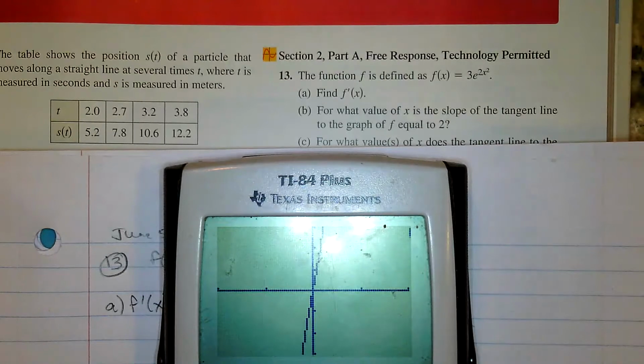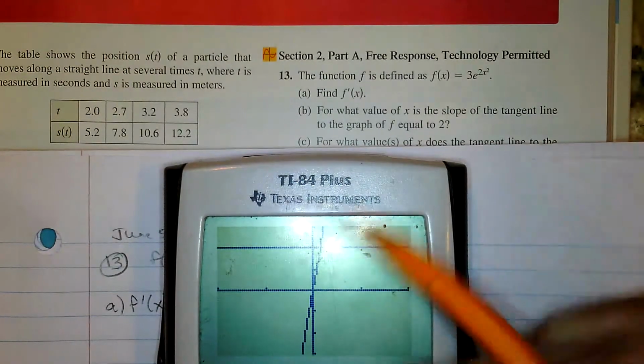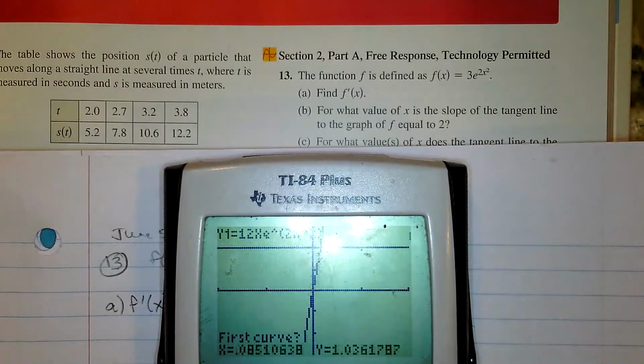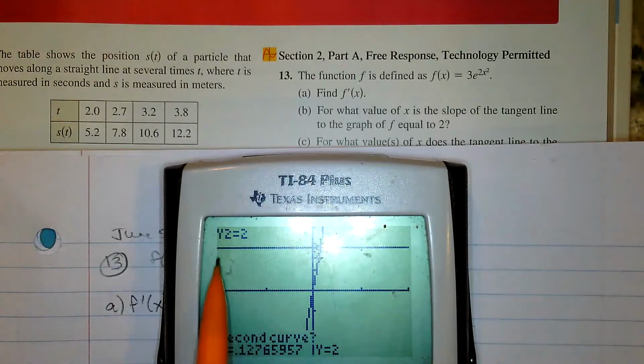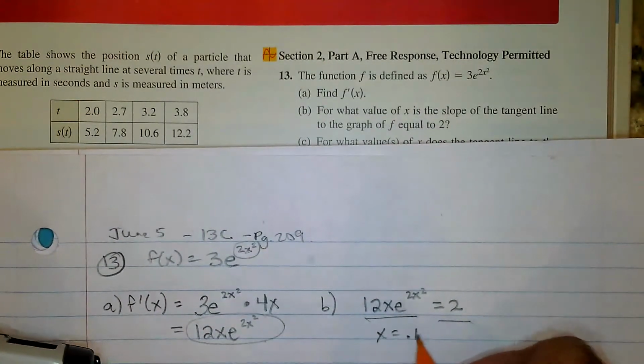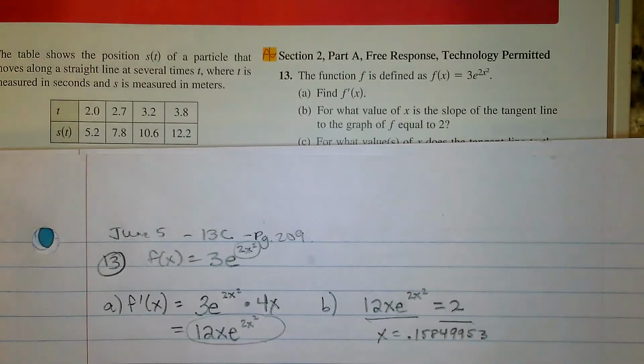Let's take a closer peek at what's going on. So that's that first example. And so there's our answer. Just second trace, intersect, find the x coordinate. First curve is our 12x e to the 2x squared. Second curve, y equals 2, enter, enter. And here at the bottom, x equals 0.1584993.